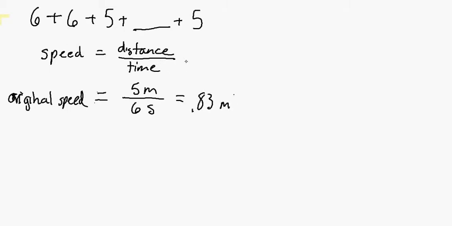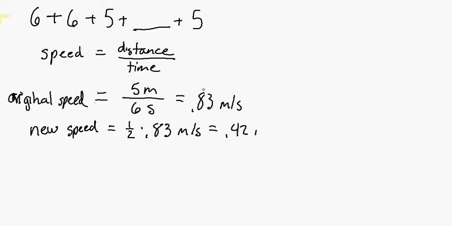I know that my new speed is half of this, so I can show that by taking 1/2 of 0.83 meters per second, which will give me about 0.42 meters per second with rounding. Working off of this speed, I can now try to figure out how long it's going to take me to get to the center of the board.